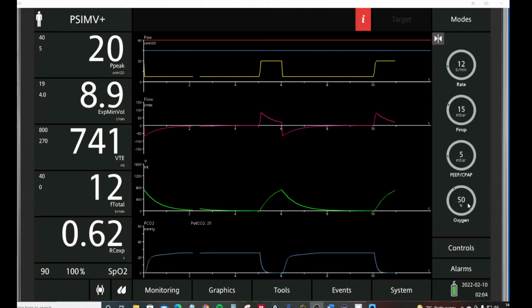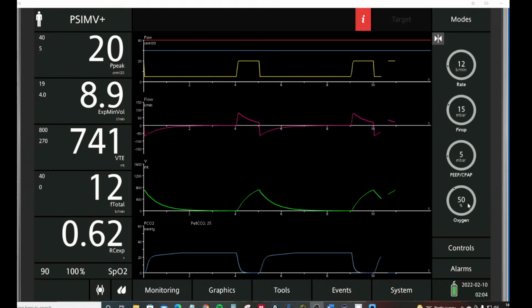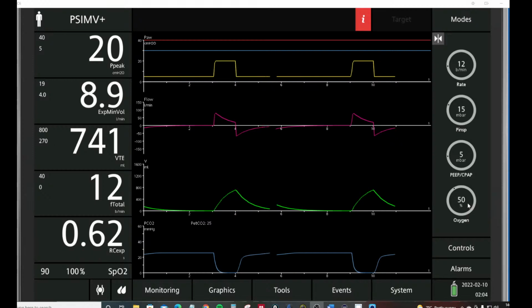I often go around at work switching oxygen concentrations down as I see patients with saturations of 99-100%. That's an indicator that you can turn the oxygen down and see how they get on. 94 to 98 is perfectly acceptable. So that's the oxygen requirements.